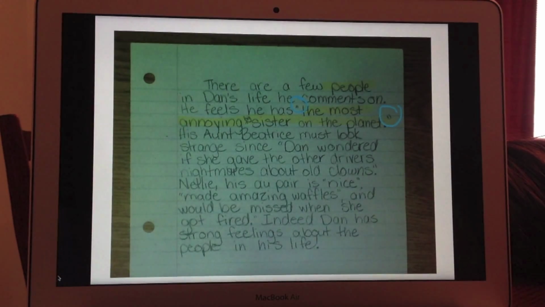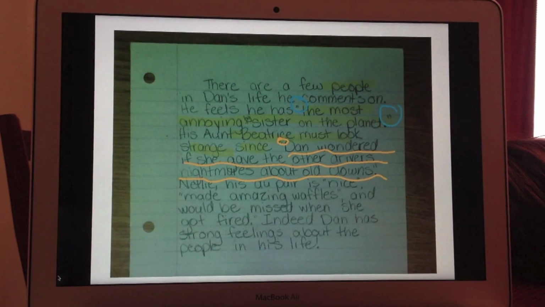When you cite evidence from a text, you don't want to just write what the text said. You want to be sure you explain it. Just like I did here with Aunt Beatrice. She must look strange since, and then I quoted, Dan wondered if she gave the other drivers nightmares about clowns.